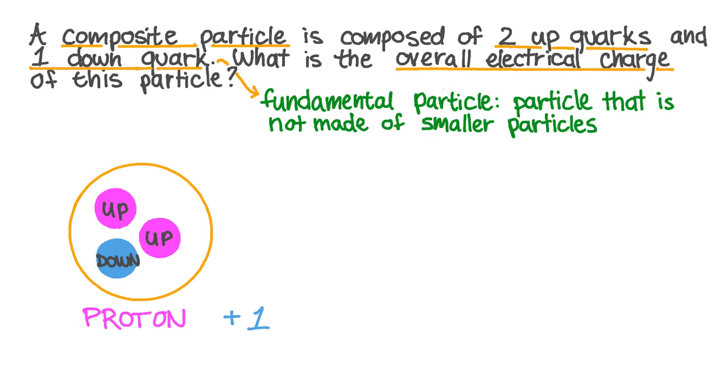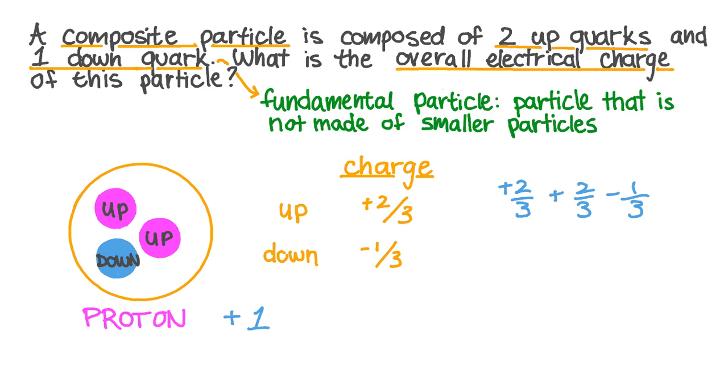If we didn't identify this composite particle as the proton, we can still answer this question. We can calculate the overall electrical charge of the particle using the charges of the quarks. The up quark has a charge of +2/3, and the down quark has a charge of -1/3. If we add up the charges for the quarks that make up the composite particle, we get +1. So either way we solve this question, the overall electrical charge of the composite particle is +1.